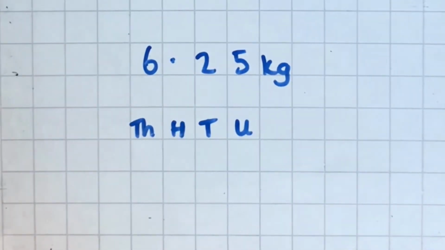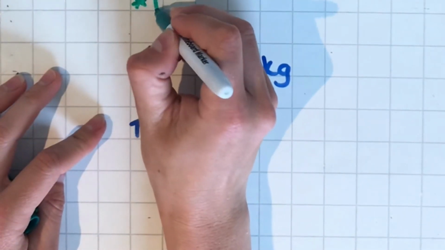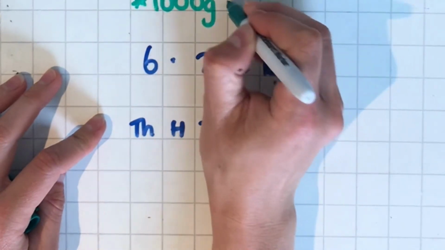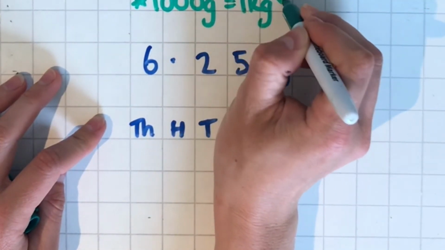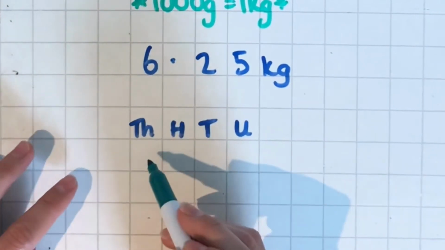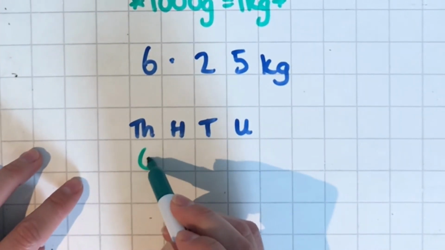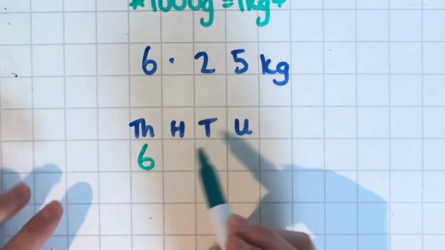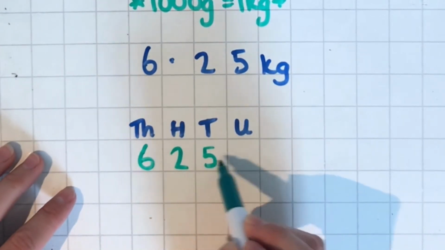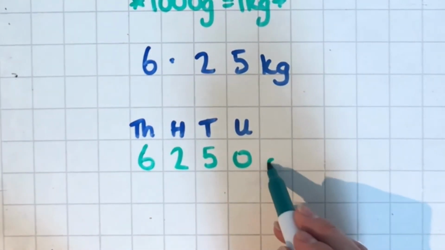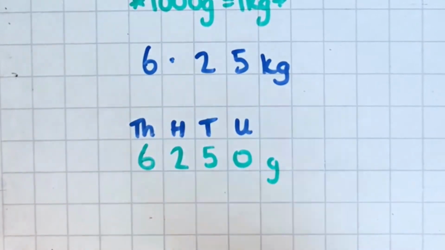Question number 36, so you've got 6.25 kilograms. The question wants to know how much that is in grams. So you need to know your facts. You need to know there are 1,000 grams in 1 kilogram. So if you have 6 whole kilograms, that's going to be 6,000, and then 0.25 is 250. So 6,250 grams.